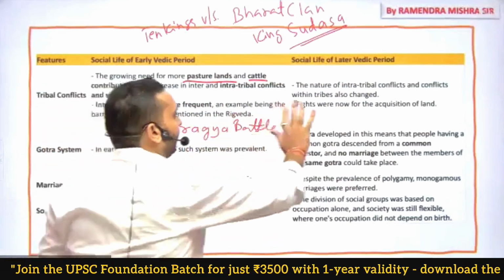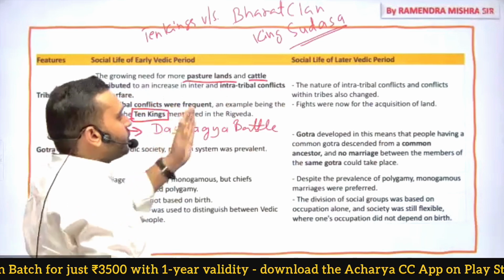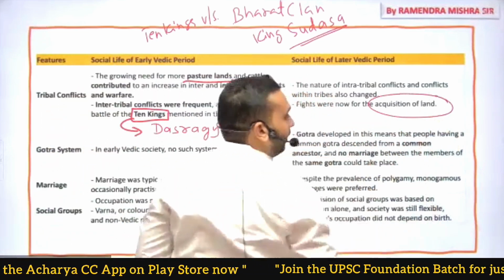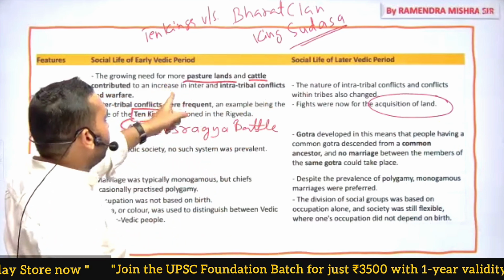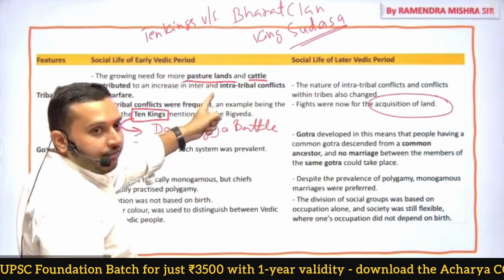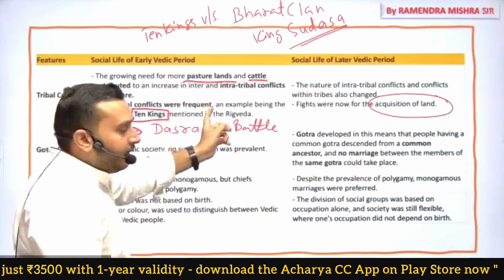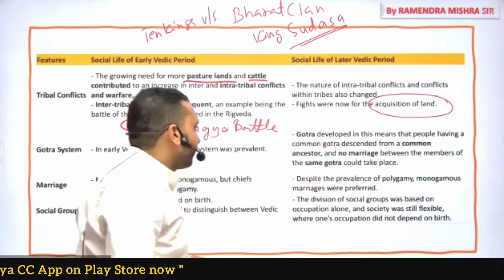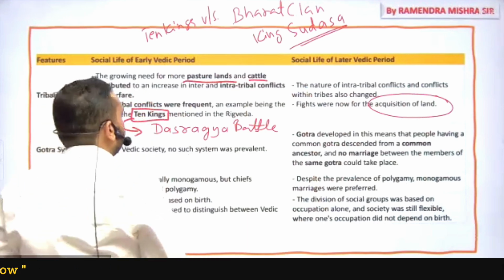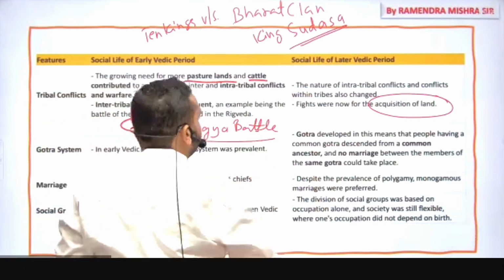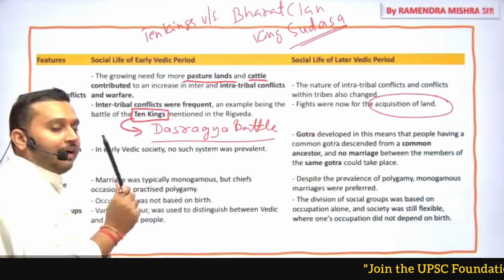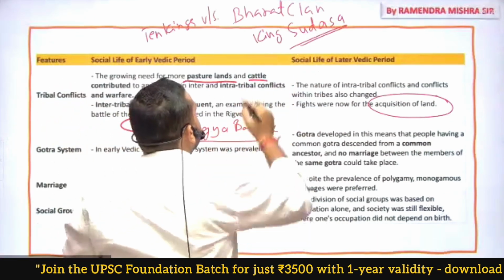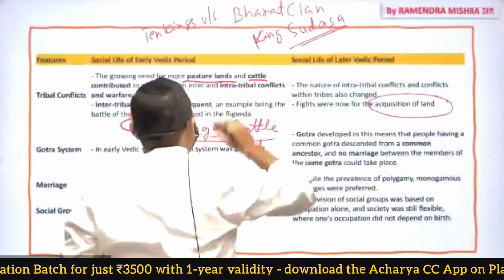But in the later Vedic phase, the situation changed. Now they are fighting for the acquisition of land. In the early Vedic period, their priority was pasture land for their cattle. Their priority was cattle, but in later Vedic, the priority was land, territory. So I hope you note this word, the Dasarajna battle or battle of 10 kings, which was won by King Sudas, who led the Bharat clan.